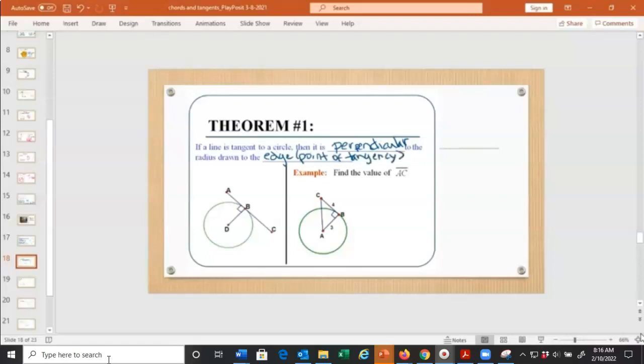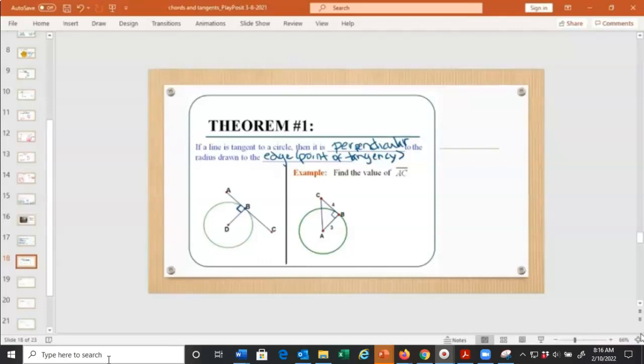So here's our diagram on the left. AC is the tangent line, and the point of tangency is B. Any tangent line to a circle is perpendicular to the radius, automatically. So we drew a radius DB, and we noted it was perpendicular by saying that it forms a right angle there.